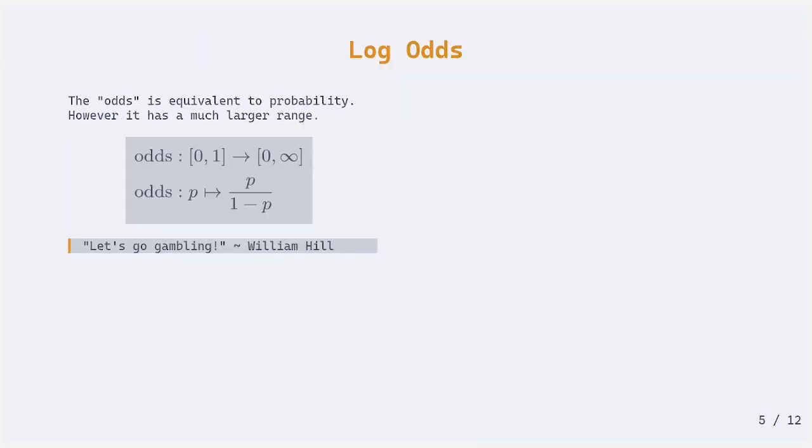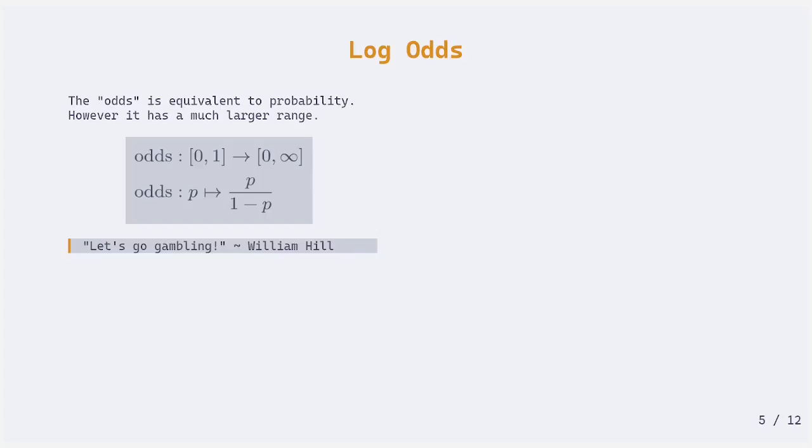And so this is where log odds comes in. So the odds is equivalent to probability. We know it's equivalent to probability because it's used all the time in sports betting and things. So we've actually got an insightful quote from the venerable Mr. William Hill here on our slide, very important.